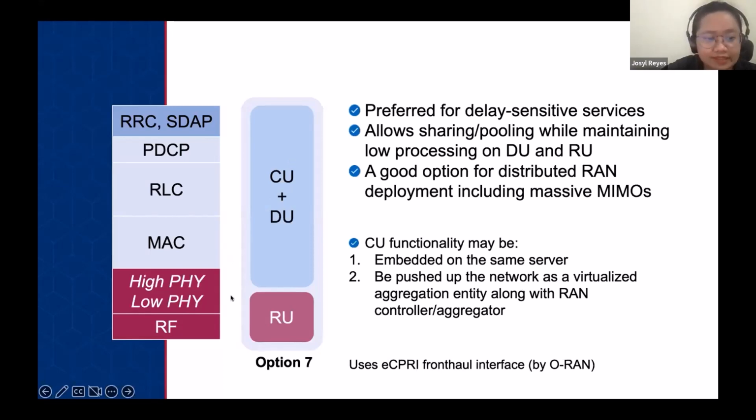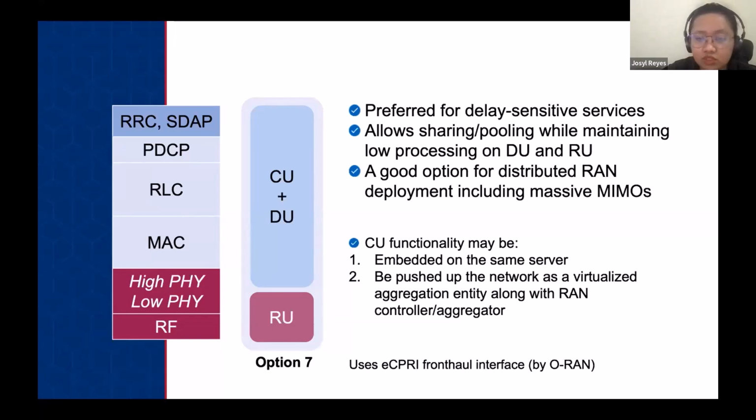Option 7 here is where we split the two PHY parts or protocols. This is mostly using the fronthaul interface called eCPRI, defined by O-RAN. So this is more preferred for delay-sensitive services, and this allows pooling and sharing while maintaining low processing on DU and RU, and a good option for distributed RAN deployment, including massive MIMO.